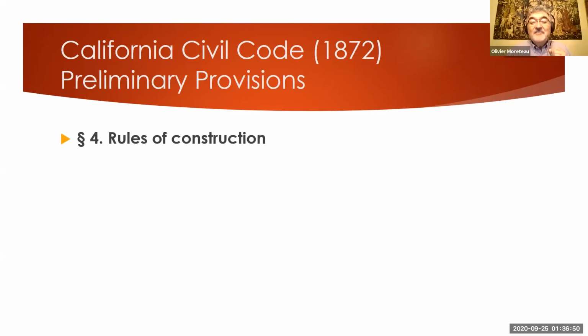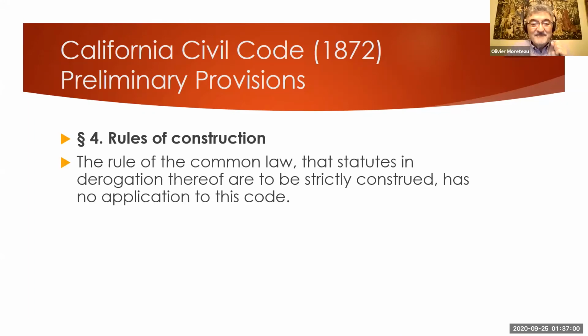Let us look at the preliminary provisions, because very often the preliminary provisions reveal a little bit the DNA of the code or of the codification project. The rules of construction are quite remarkable. Article 4 says that the rule of the common law that statutes in derogation thereof are to be strictly construed has no application to this code.